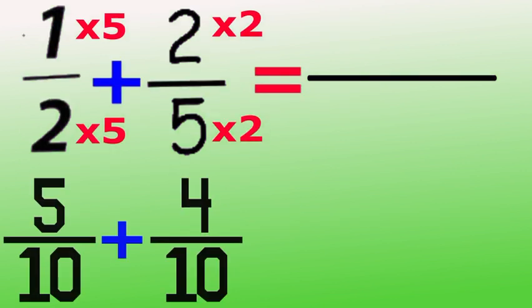So our first fraction becomes 5 over 10. And look, that's obviously a half, because if you have 10 things and you take 5, then you've taken 5 out of 10, which is half. Just another way of writing that is 1 over 2, so they are in fact the same fractions. And our second fraction becomes 4 over 10, which is equivalent to 2 over 5.